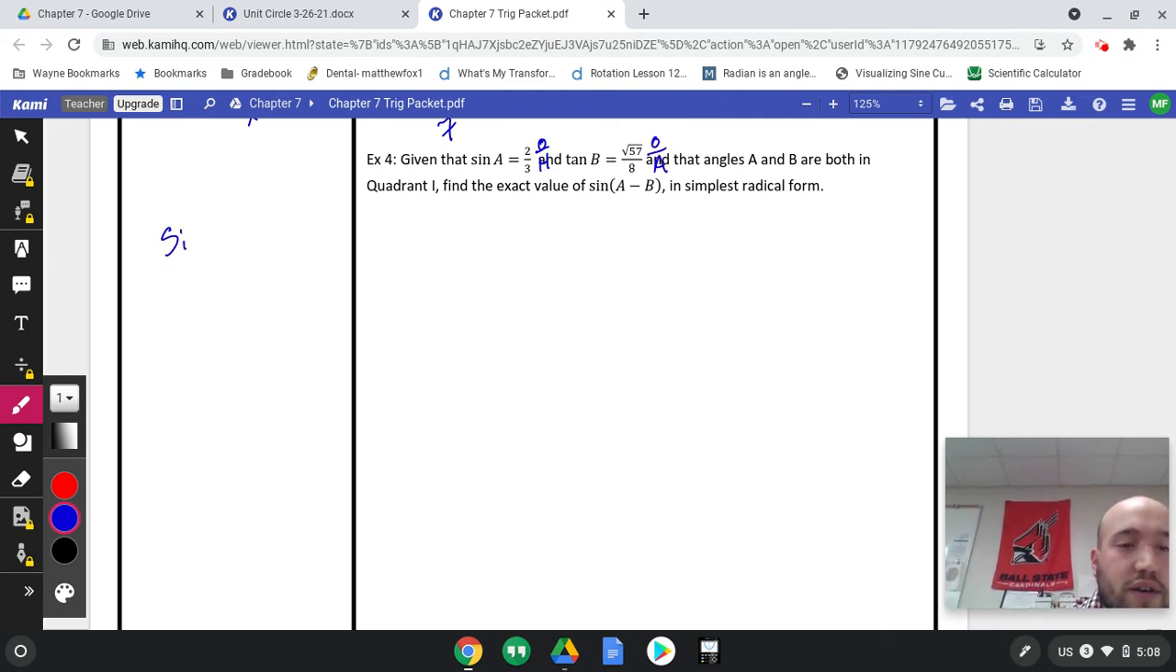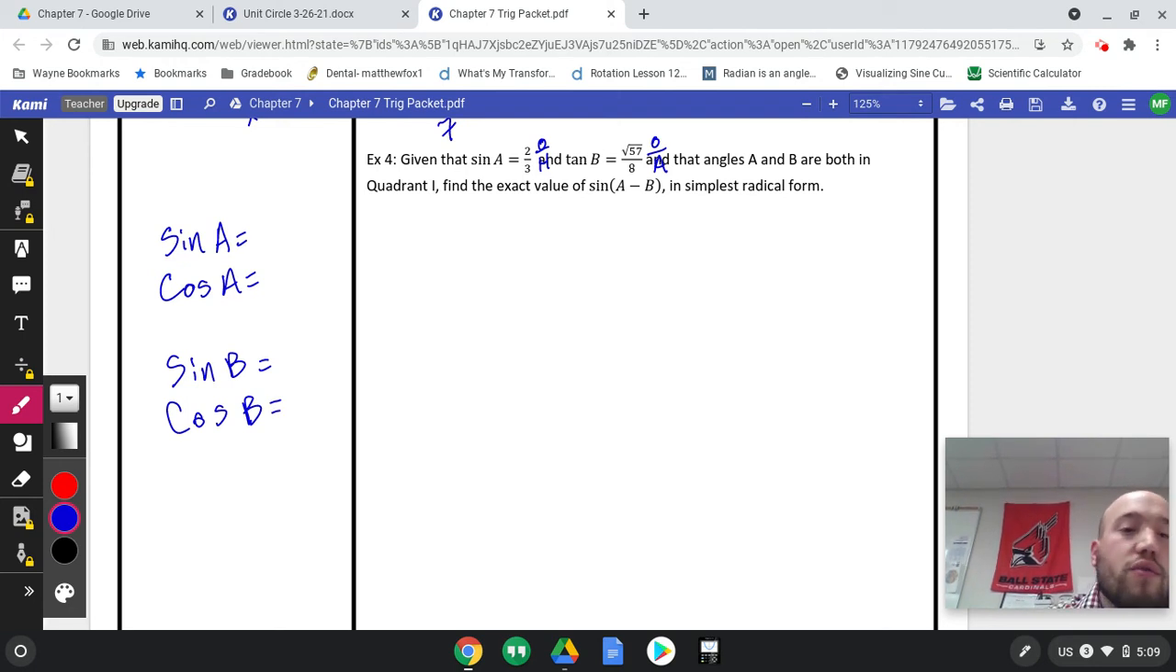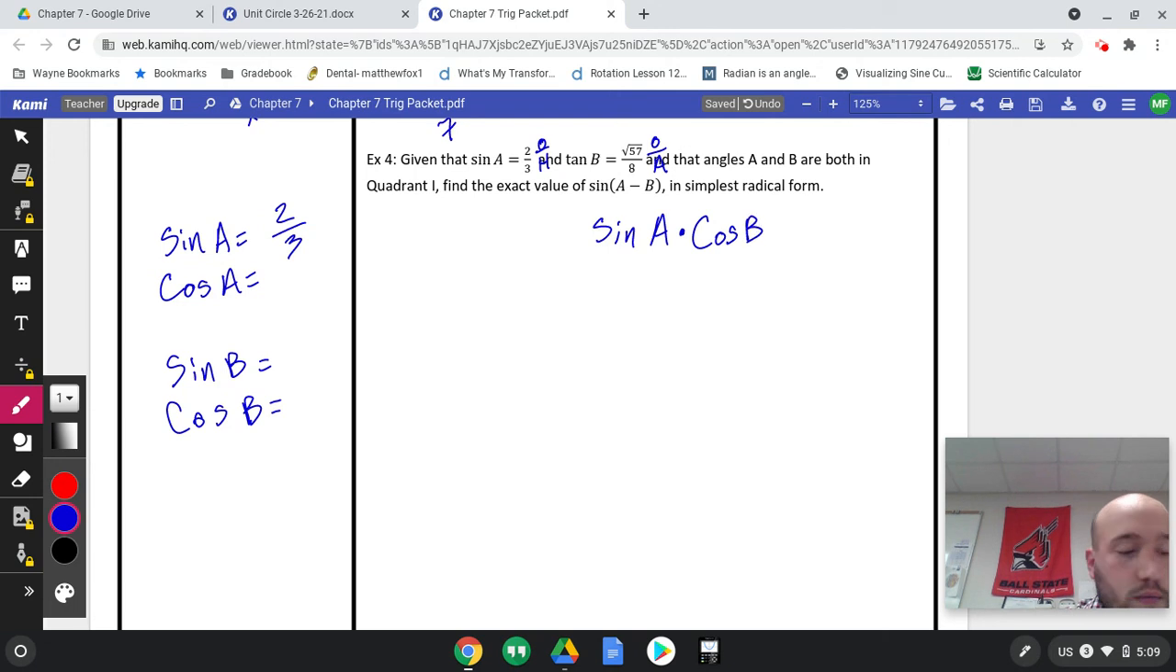Now, once again, we need our sine of A, our cosine of A, we need our sine of B, and our cosine of B. So sine of A we already have, 2 over 3. Now once again it tells us they're both in quadrant 1. We need to find the exact value of sine A minus B. So if we look at our identity sheet, it would be sine of A times cosine of B minus cosine of A times the sine of B.